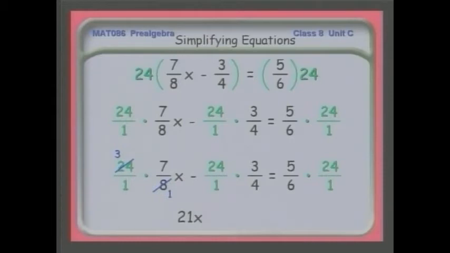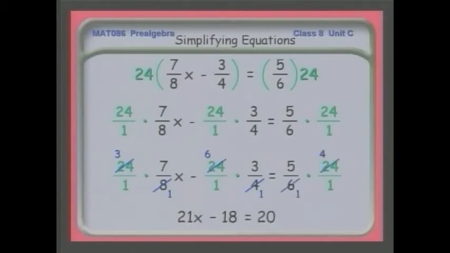Let's work on the 3/4. I have 24 over 1 times 3/4. Notice that if I divide 4 by 4, I get 1. If I divide 24 by 4, I get 6. Therefore, I have 6 over 1 times 3 over 1, 6 times 3, 18. There's a negative sign there, it's minus 18.